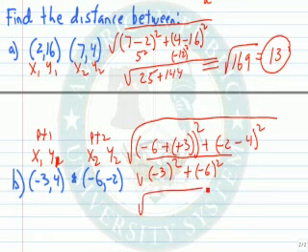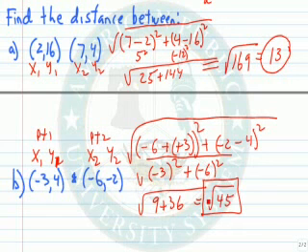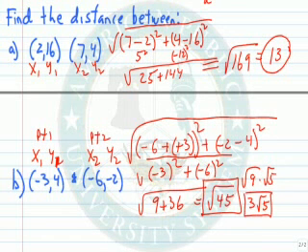So I have the square root of 9 plus 36. So I wind up with the square root of 45. So this is the answer. It doesn't look very nice. Now we can simplify radicals by writing this as the square root of 9 times the square root of 5. So we could also write the answer as 3 times the square root of 5. Applying the distance formula.